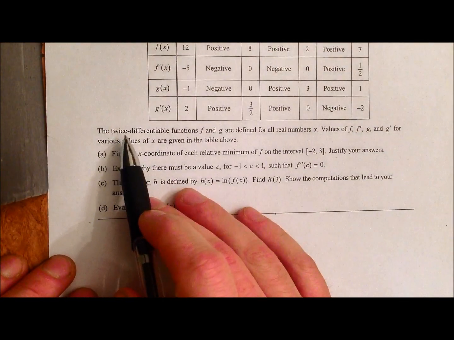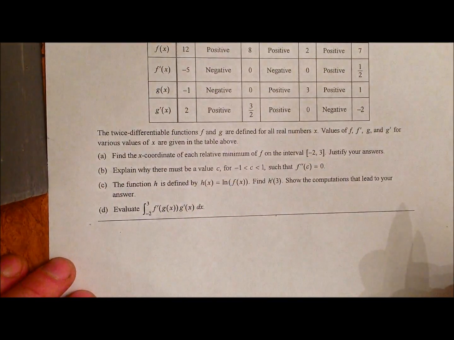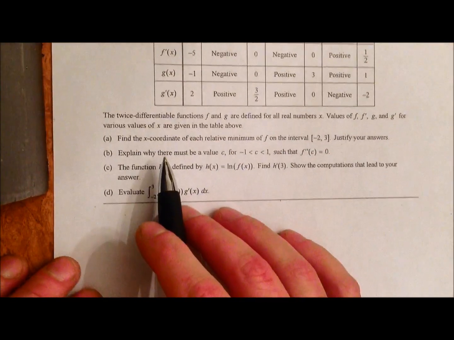So we're given two twice differentiable functions. This will tell you right away that the intermediate value theorem and mean value theorem are both going to be in effect. And here we are to interpret.